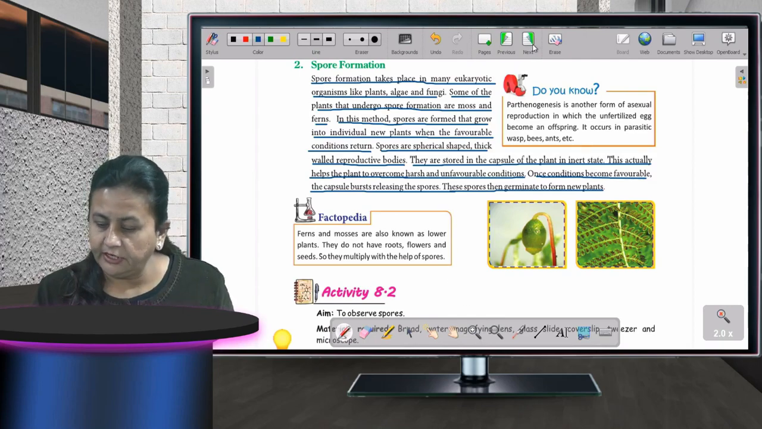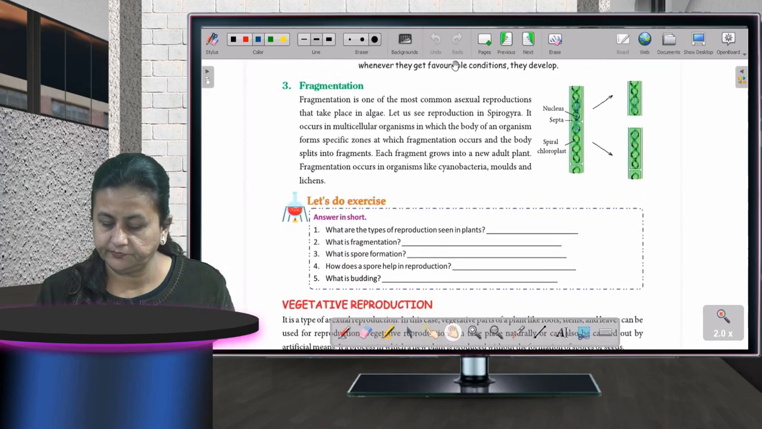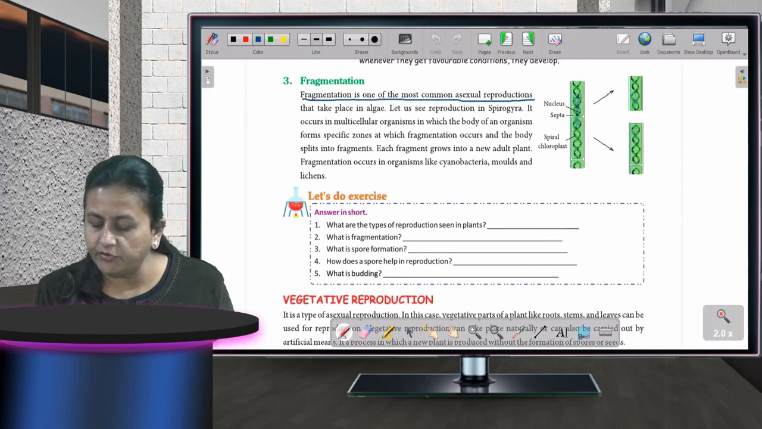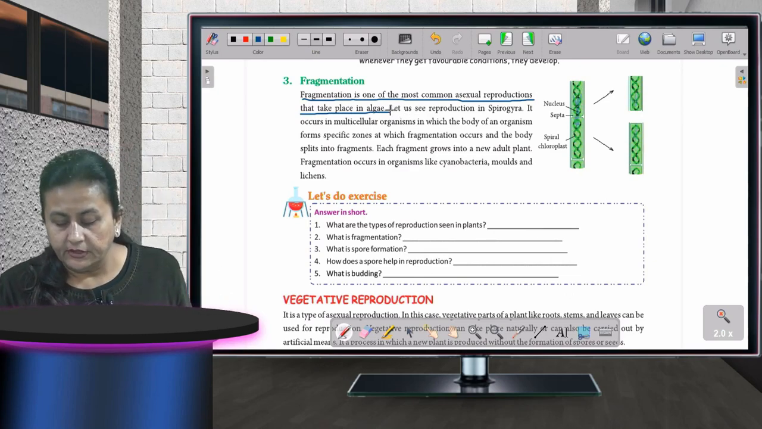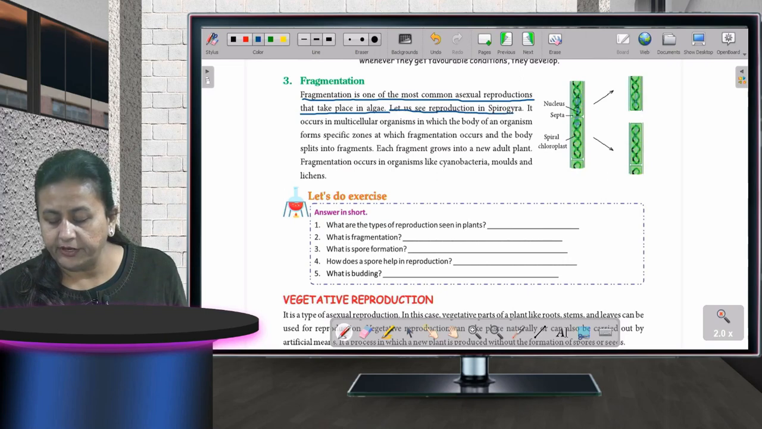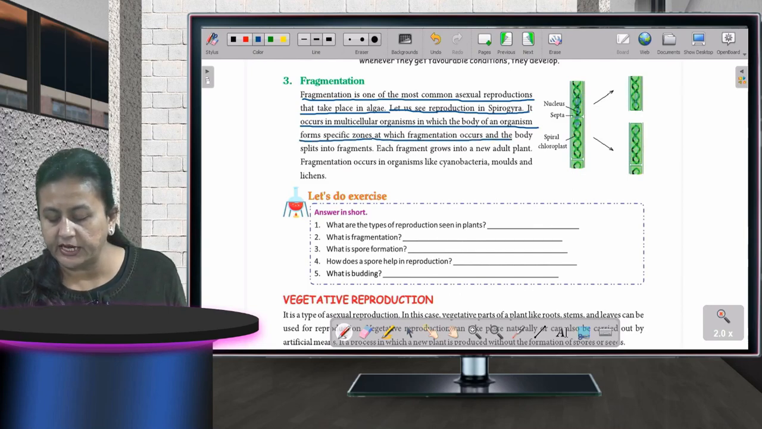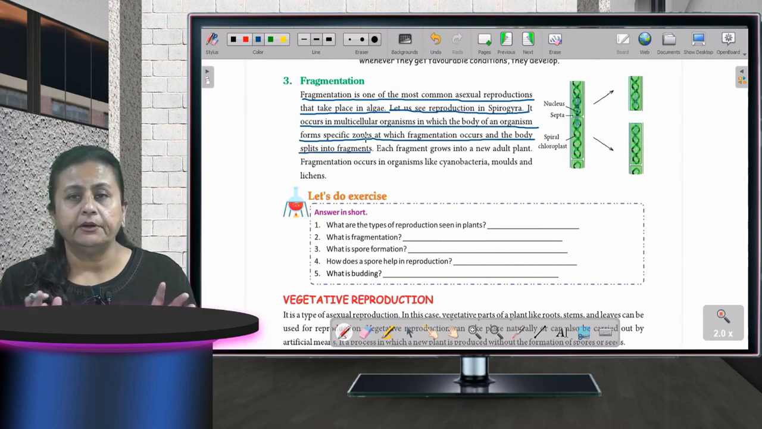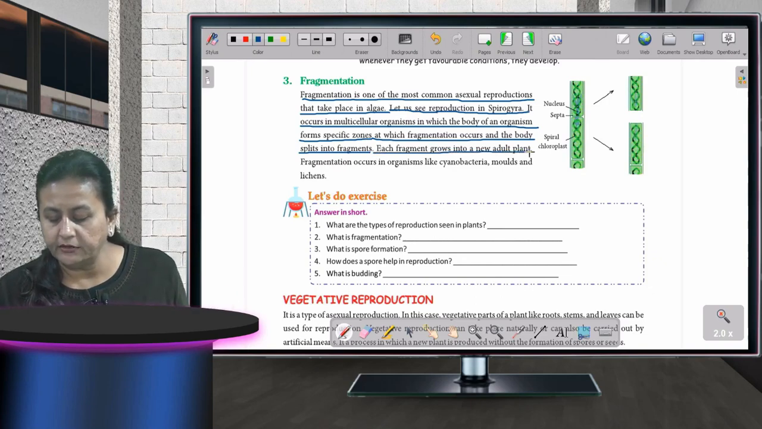Now I'll tell you about the third one, that is fragmentation. Fragmentation is one of the most common asexual reproduction methods that takes place in algae. Let us see reproduction in Spirogyra. It occurs in multicellular organisms in which the body of an organism forms specific zones at which fragmentation occurs, and the body splits into fragments. Fragment means pieces. Here the plant is breaking into pieces. Each fragment grows into a new adult plant.